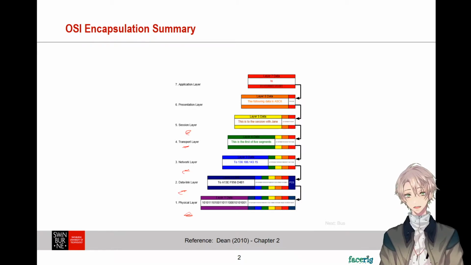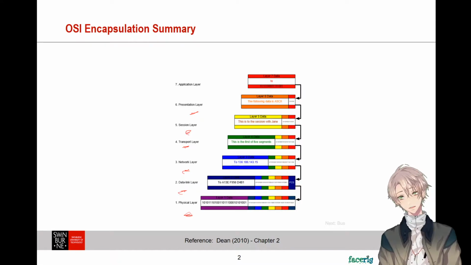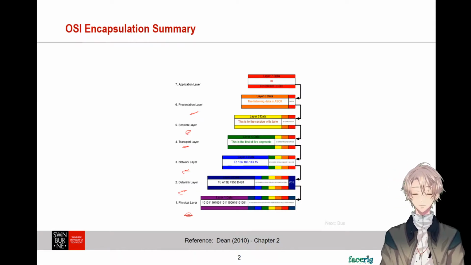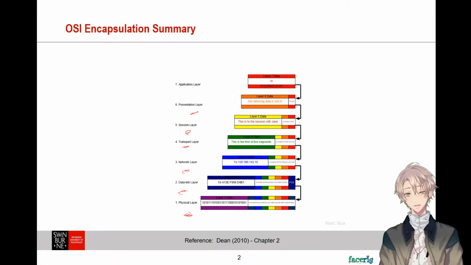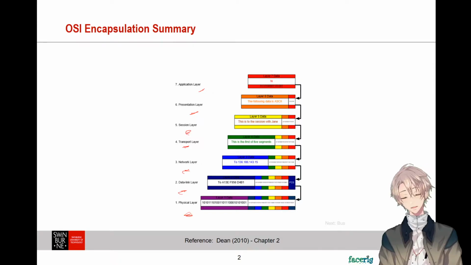The session layer establishes, manages, and terminates sessions between end hosts. The presentation layer translates the data format, such as JPEG data, MP4 data, MP3 data, and so on. And the application layer is where network services are provided to users.